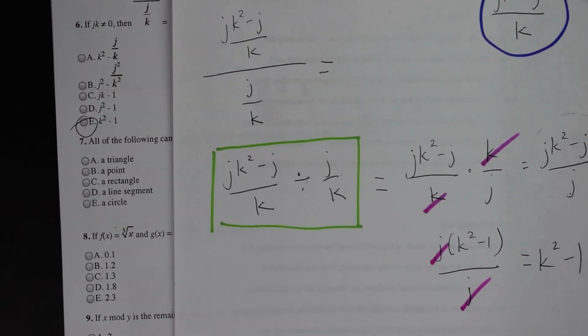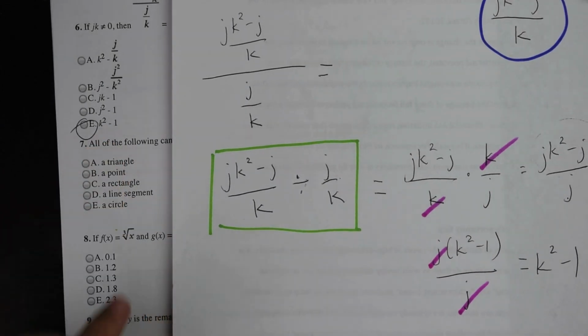And thus, if we look in the question right here, k squared minus 1 will be e. And thus, number 6, my final answer will be e.